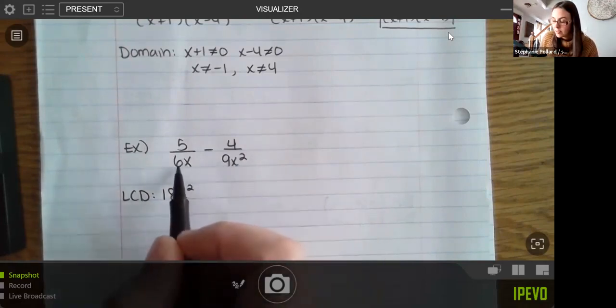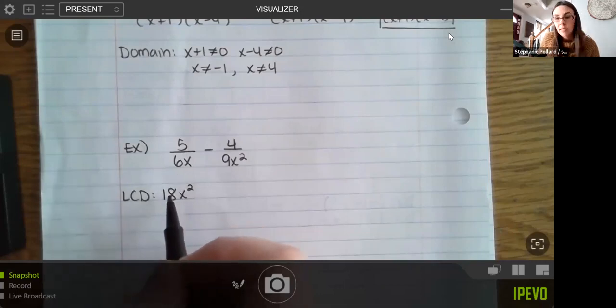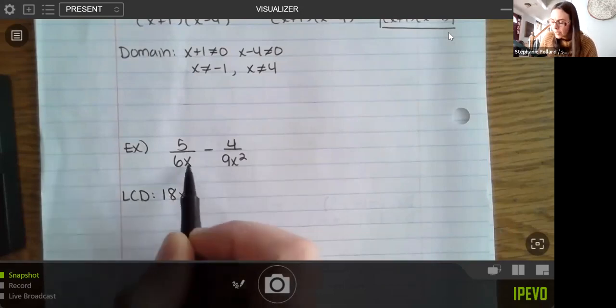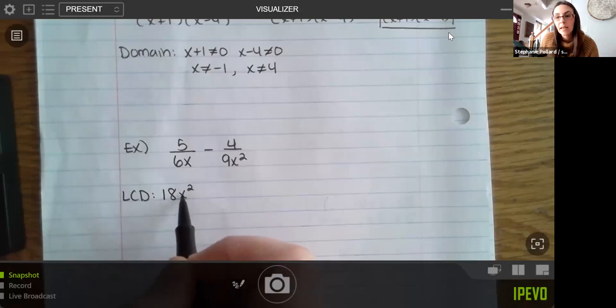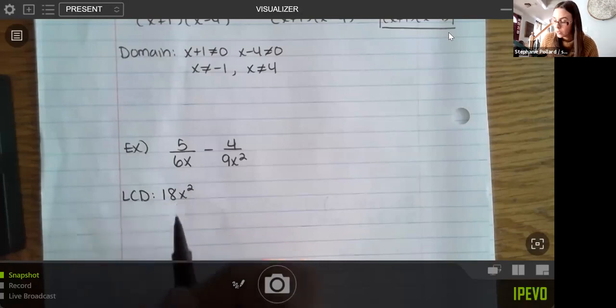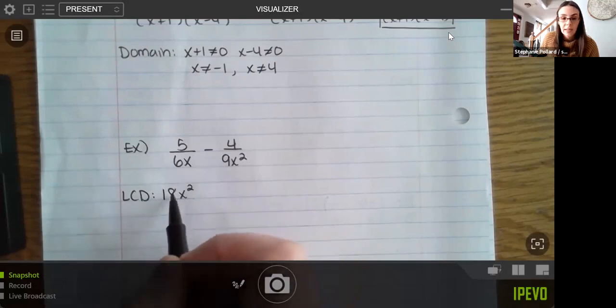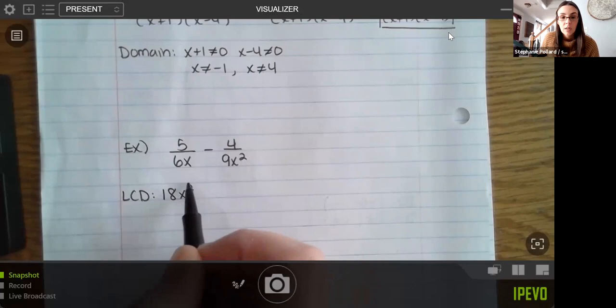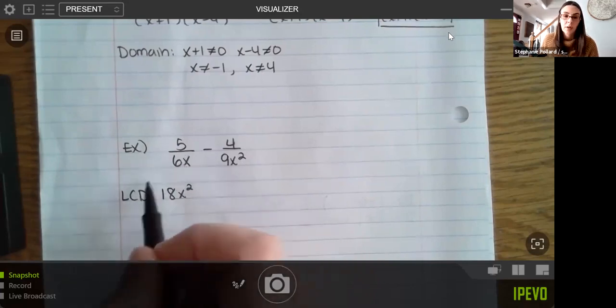So is there a 6 included in 18? Yes, right? 6 times 3 is 18. Is there an x included in x squared? Yes, x times x is x squared. So that factor's there too. The 9 is included in 18 because 9 times 2 would be 18. And then the x squared is right there. So you make sure all your parts are included in your LCD.